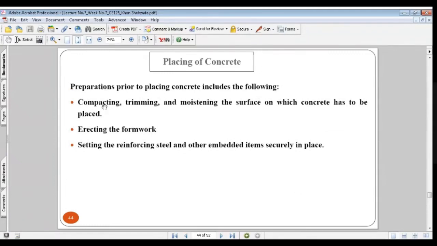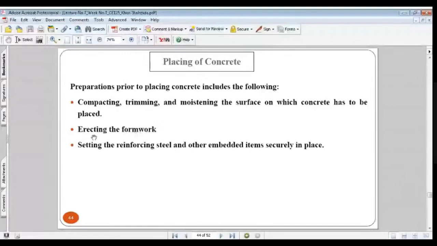Number one, compacting, trimming and moistening the surface on which concrete has to be placed. If you remember, I told you that the surface on which you are placing the concrete should be compacted. Trimming: if there is grass or roots or other stuff, you have to trim them from the surface. And moistening the surface: if you place the concrete on a dry surface, the water inside the concrete will be taken by the dry surface. So we need to moisten the surface on which we are placing the concrete.